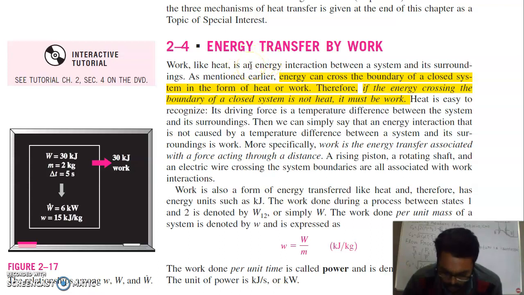Previously we have studied the energy transfer in the form of heat. So energy can cross the boundary of a closed system in the form of work. Therefore, if energy crossing the boundary of a closed system is not heat, it must be work. So heat is easy to recognize. Its driving force is the temperature difference between the system and surrounding.